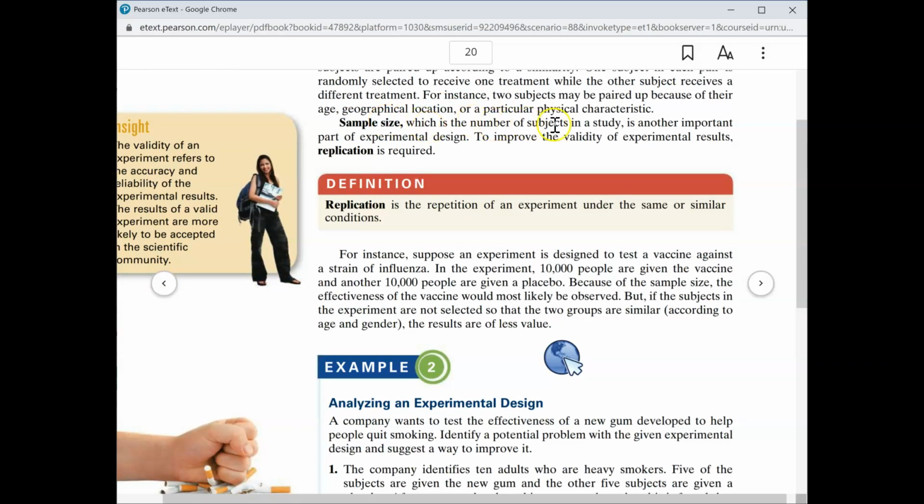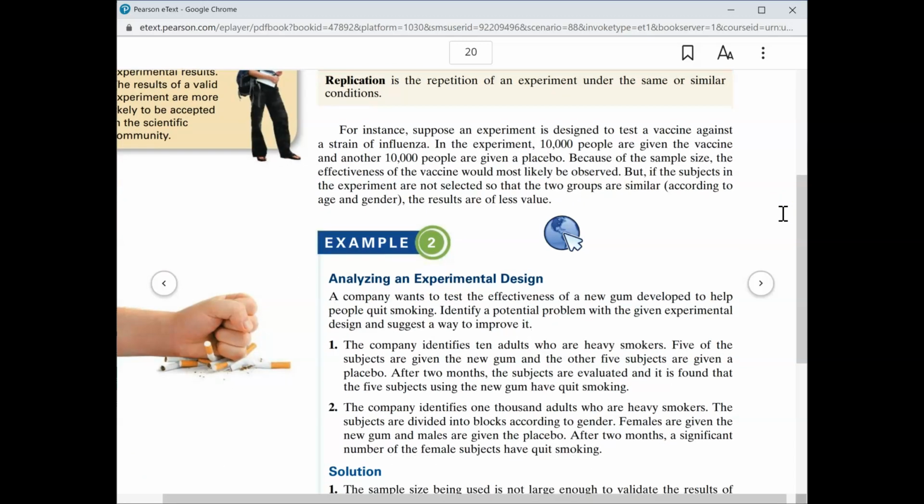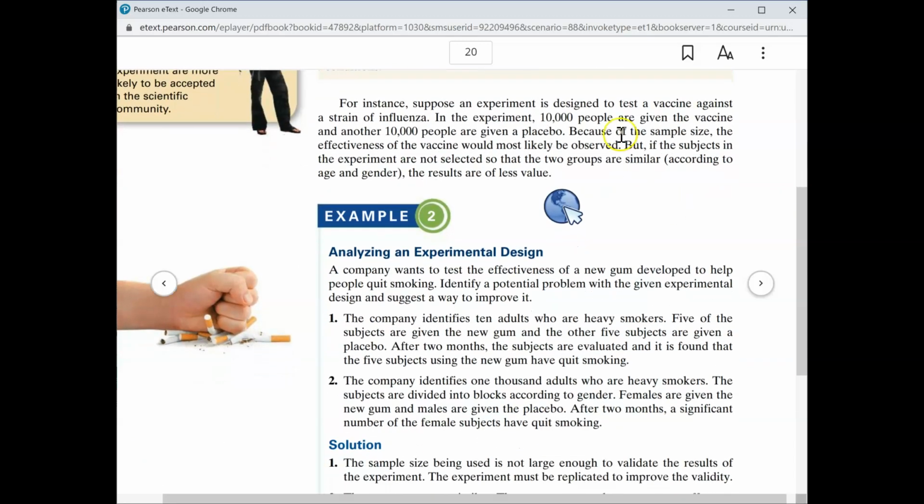Sample size, which is the number of subjects in a study, is an important part of experimental design. To improve validity of experimental results, replication is required. Replication is the repetition of an experiment under the same or similar conditions. For instance, suppose an experimenter designed to test a vaccine against a strain of influenza. In the experiment, 10,000 people are given the vaccine and another 10,000 are given a placebo. Because of the sample size, the effectiveness of the vaccine would most likely be observed because it's such a large sample size. You're getting a lot of data there.